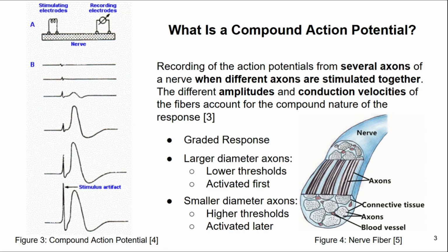So basically, all the constituent neurons in the nerve fiber are not the same. They have different diameters. The larger the diameter of the axon, the lower will be the threshold to generate an action potential. And these neurons will get activated first with minimum threshold. Similarly, smaller diameter axons will be the last ones to get activated because they have higher thresholds.